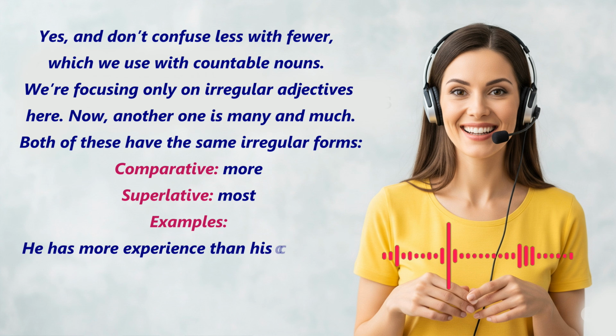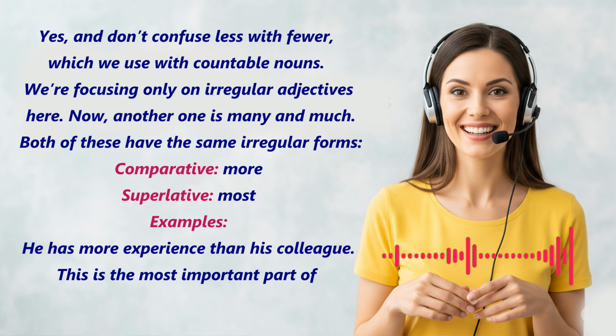Now, another one is many and much. Both of these have the same irregular forms. Comparative, more. Superlative, most. Examples, he has more experience than his colleague. This is the most important part of the project.